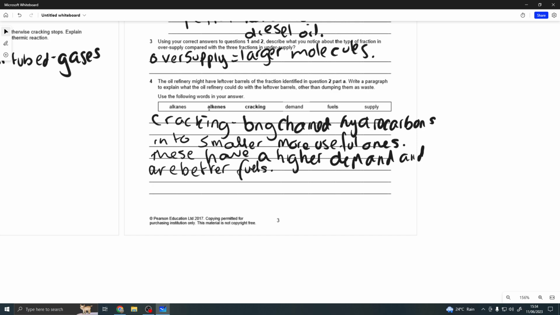Lovely. It also produces alkenes, which are good feedstock, which means they're a raw material to use for something else. Brilliant.